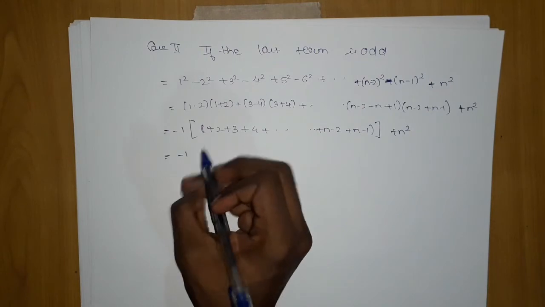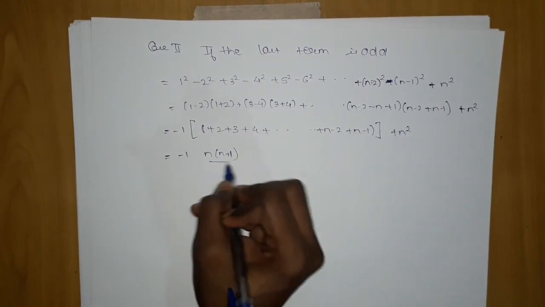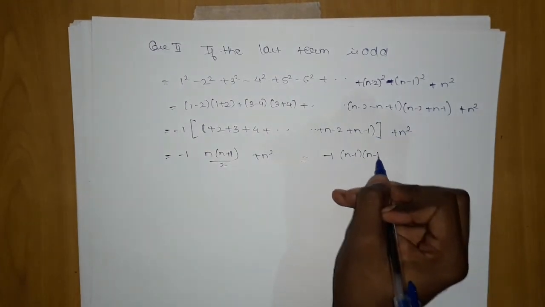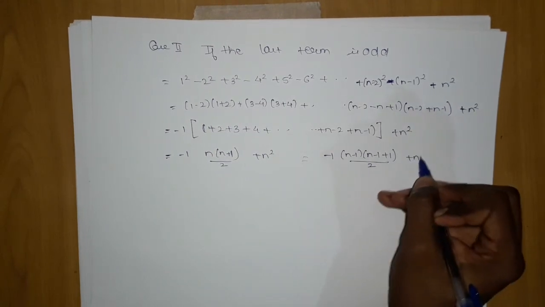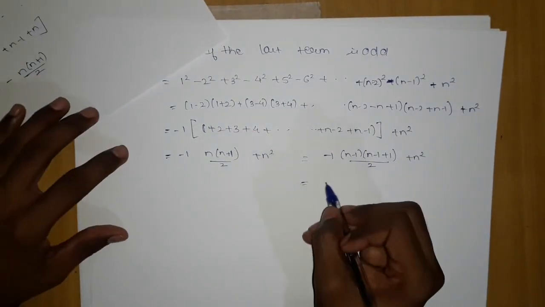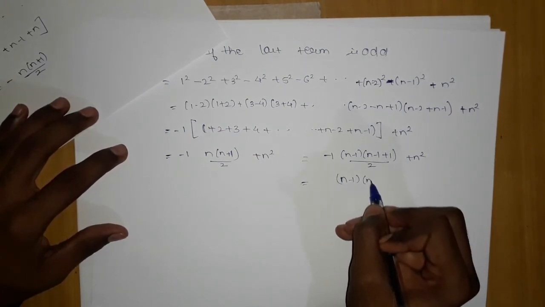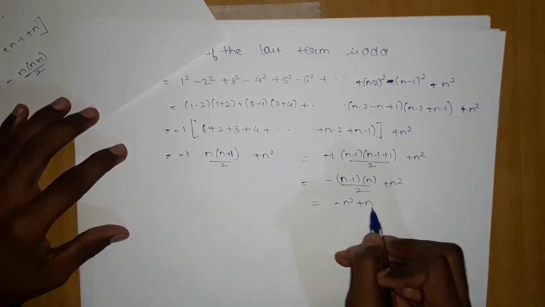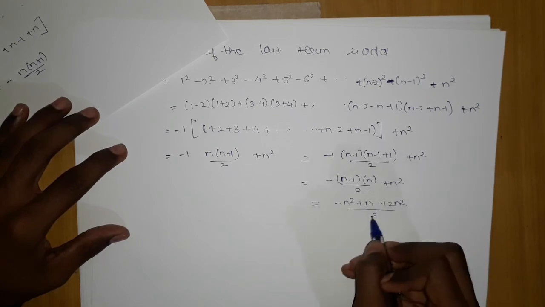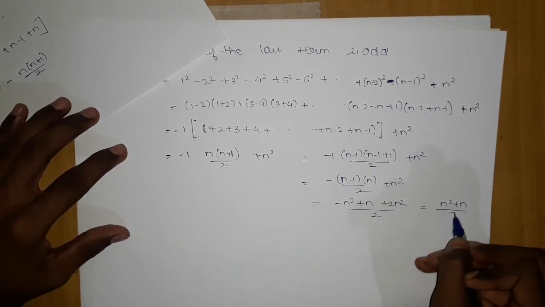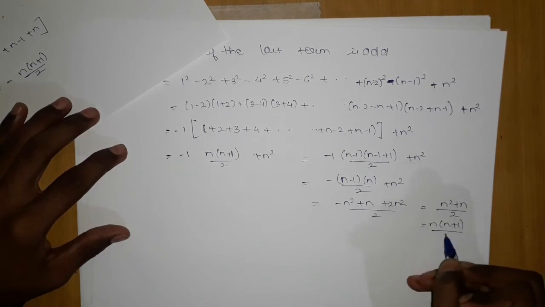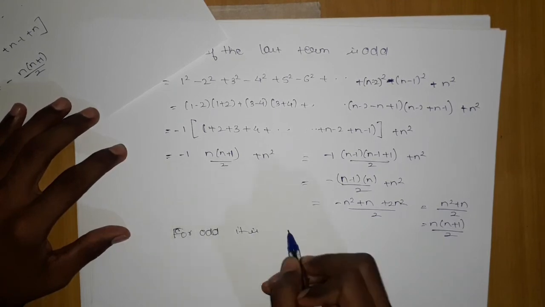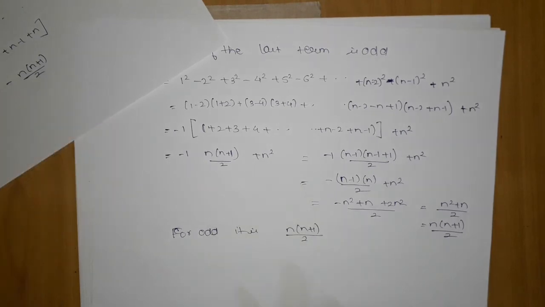Now if I use the formula n into n plus 1 upon 2, but here n will be n minus 1, so minus 1 into n minus 1 into n minus 1 plus 1 upon 2, plus n square. So here what I have is n minus 1 into n upon 2 with minus, plus n square, which gives me minus n square plus n plus 2n square upon 2, which gives me n square plus n upon 2, which is nothing but n into n plus 1 by 2. So we have proved for odd, it is n into n plus 1 by 2. Okay, so we are done with this problem.